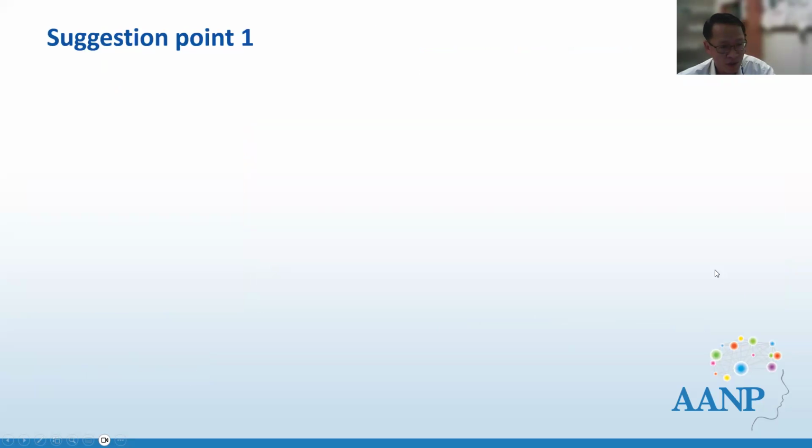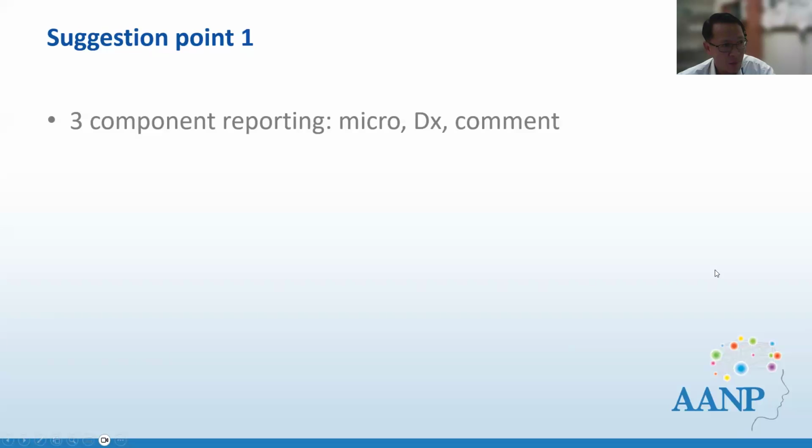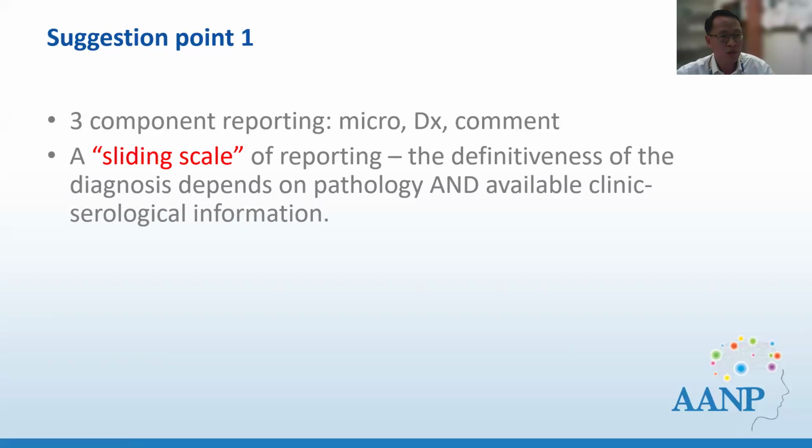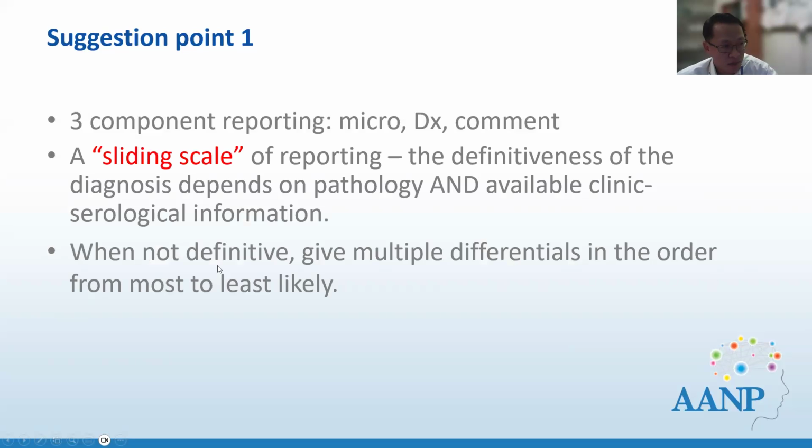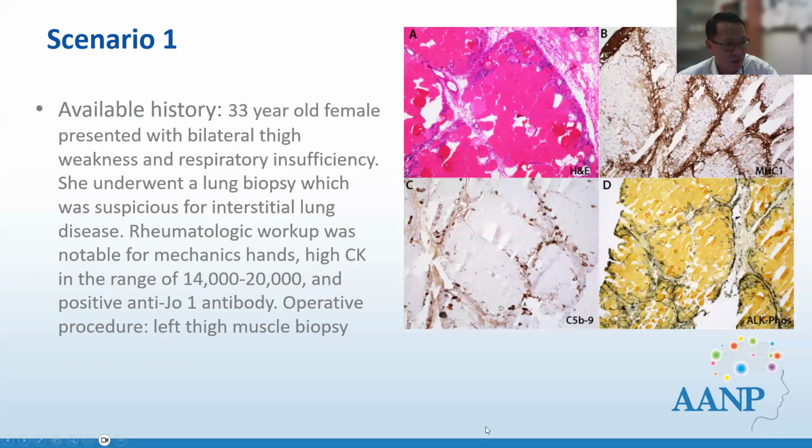And how do we approach this? So there is 3-component reporting. And because of the uniqueness of neuromuscular pathology, I recommend this sliding scale reporting. That is, the definitiveness of our diagnosis depends on the available pathology and clinical serological information. And when the diagnosis is not definitive, we need to give multiple differentials in the order from most to least likely. And let me illustrate that with a hypothetical case example.